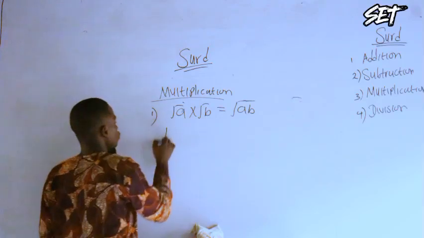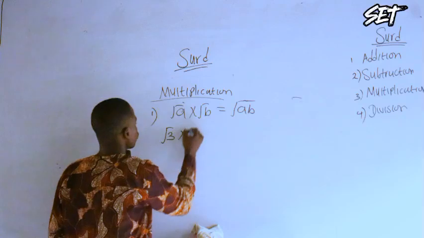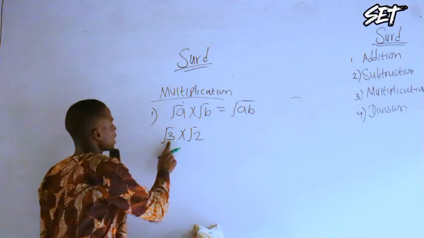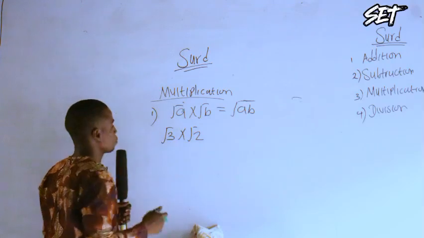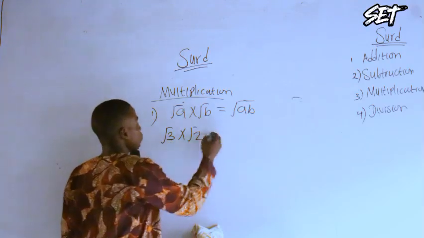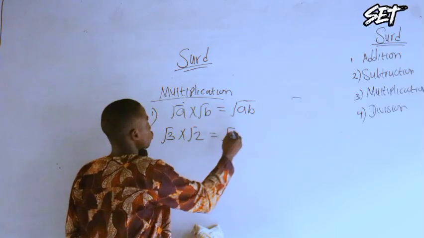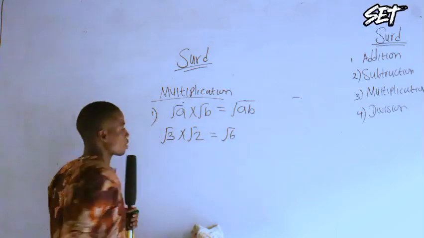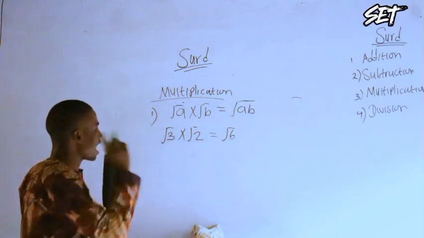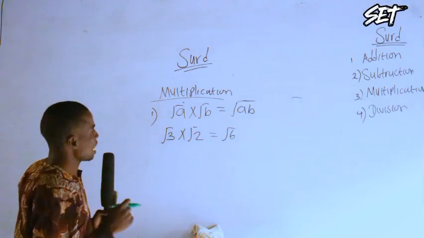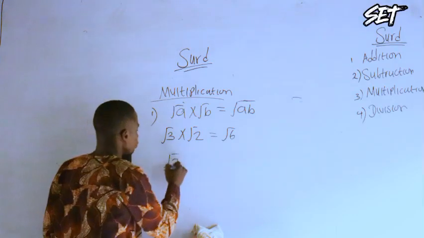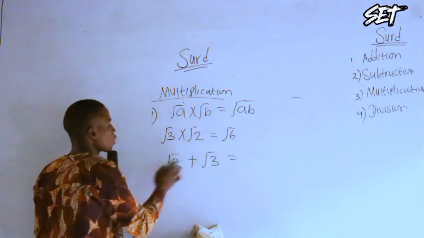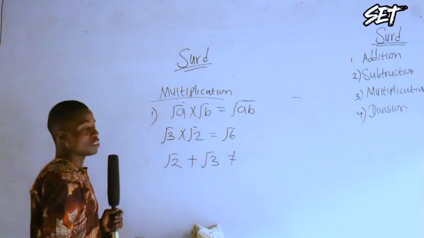When we have root 3 times root 2, they are not the same thing. Now you can multiply them, and it will be root 6. Notice that in addition, which we did earlier, when we have root 2 plus root 3, you cannot add them together. It's not possible to add them together.